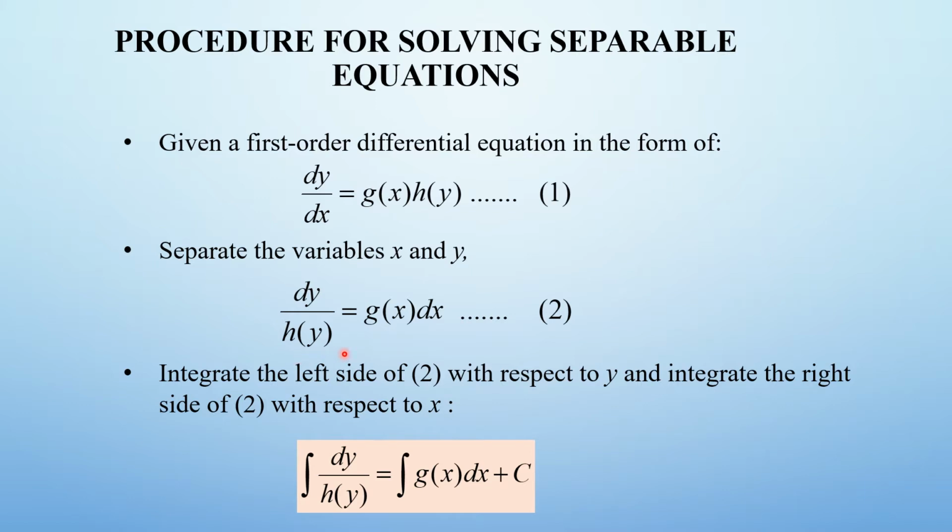Now once this is done, we need to integrate the left side of the equation with respect to y. So perform the integration of 1 over h of y with respect to y, and integrate the right side of the equation with respect to x. So perform the integration of g of x with respect to x. And after we have performed the integral, we have to add the parameter c.